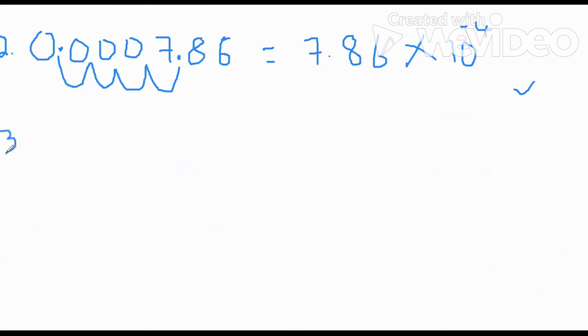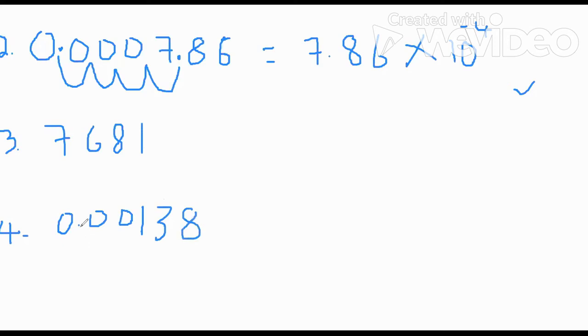Let me put 2 questions for you to try quickly. Write those 2 numbers in standard form quickly. Sir, the number 3 doesn't have a decimal, because it's a whole number. Yeah, it's about the decimal, man.